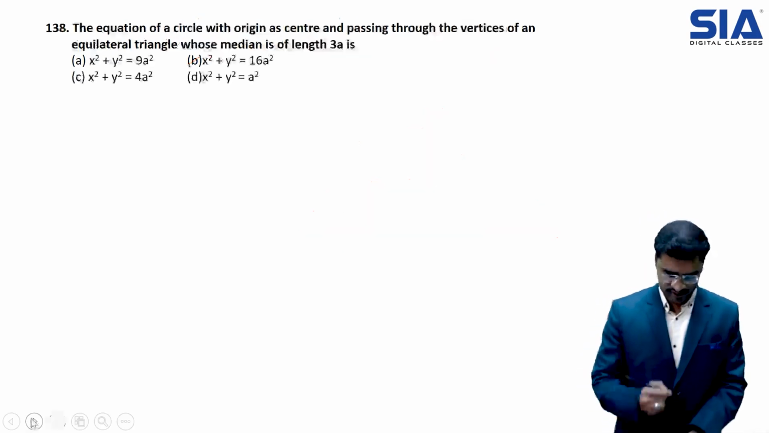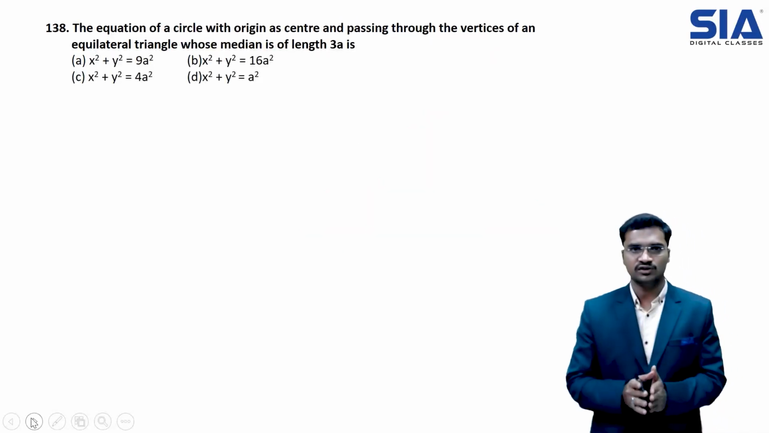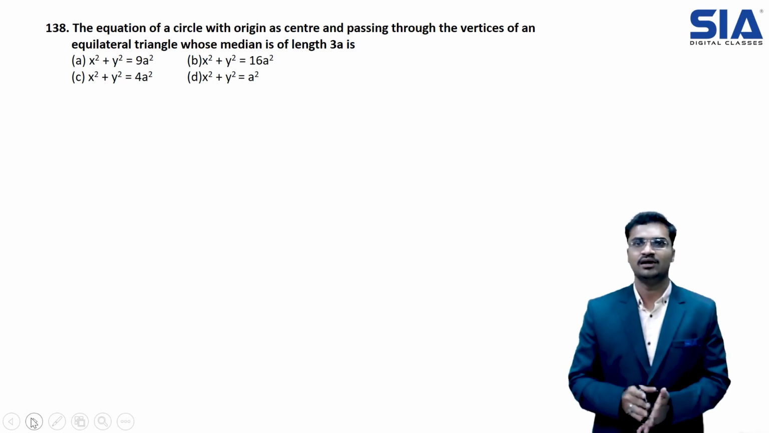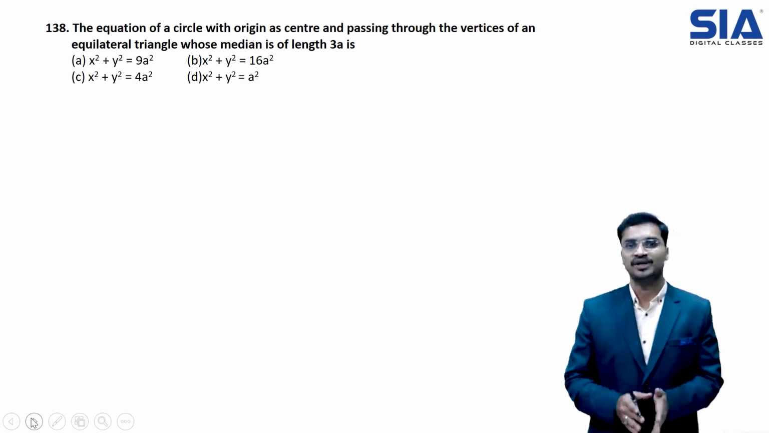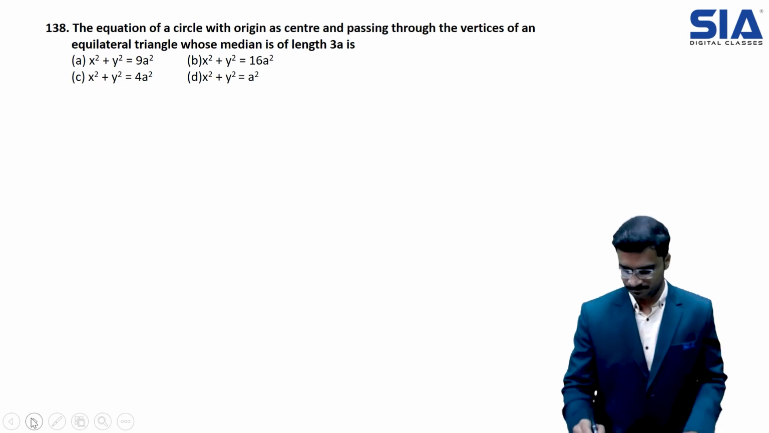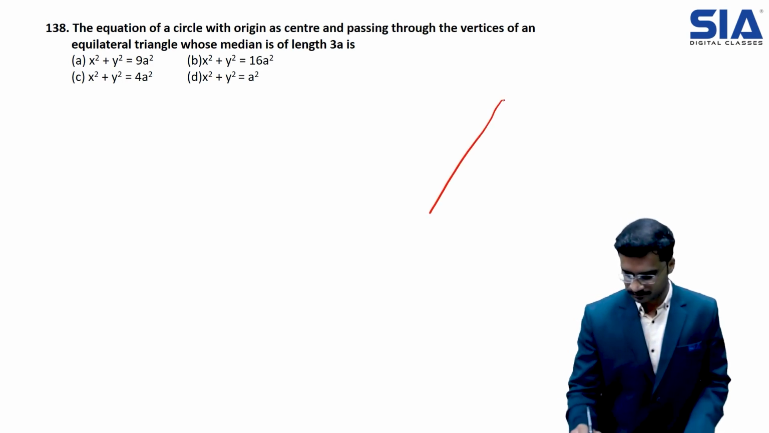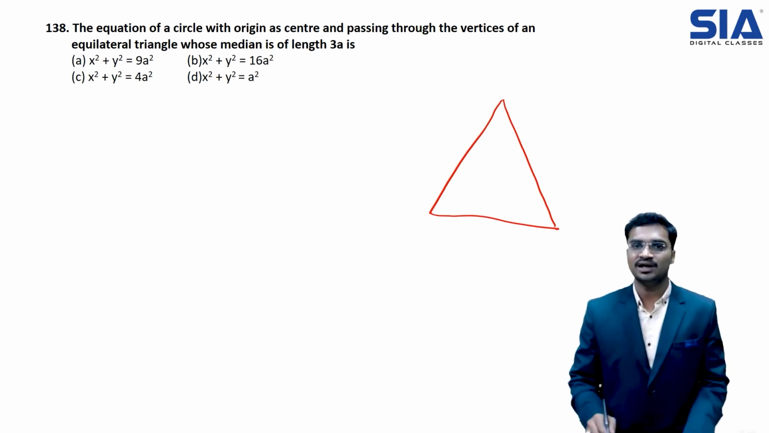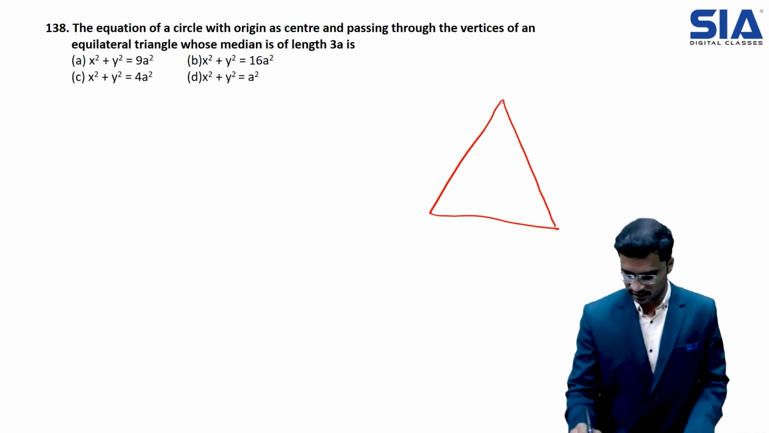Now coming to the next question, which is: the equation of a circle with origin as center passing through the vertices of an equilateral triangle whose median is of length 3a. So the given median of a triangle is 3a. So let us draw an equilateral triangle. So this is an equilateral triangle and a circle is passing through these vertices of this triangle. So a circle is passing like this.